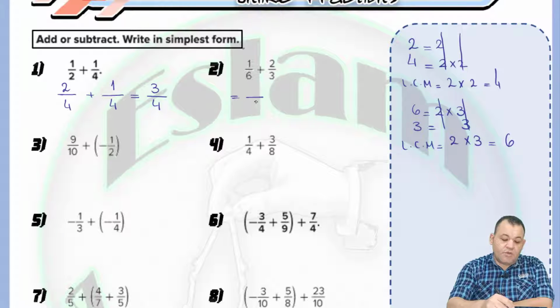So I will rewrite the question: over 6 plus over 6. The first fraction's denominator is the same, there is no change, so I will write 1. The second fraction's denominator, 3, becomes 6 if you multiply it by 2, so 2 times 2 equals 4. Now we need to add 1 over 6 plus 4 over 6. They have the same denominator, so just write 6, and 1 plus 4 equals 5.